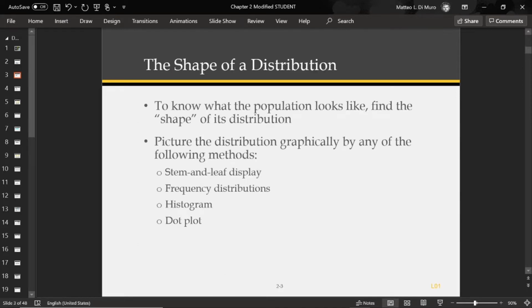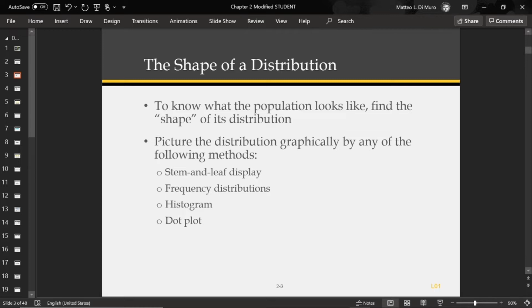So starting off right away with the shape of a distribution. When I say the word population, I'm going to be referring to the thing we're studying. So whether we're looking at basketball players or how many trips to the grocery store an average person makes in a month, our population in that case would be everybody who goes to the grocery store.